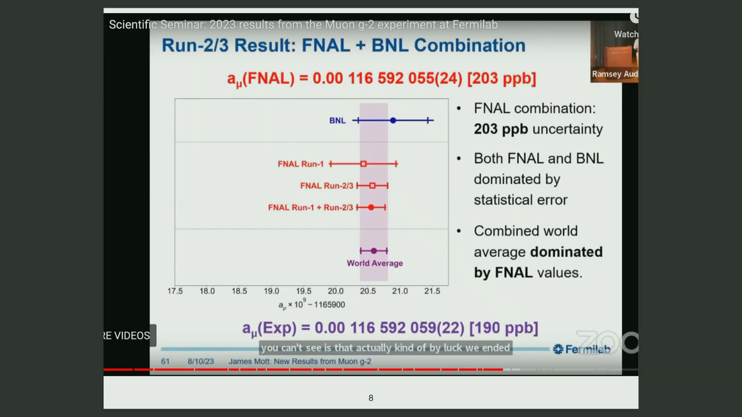So if you take that new number for experiment, and if you add Brookhaven, you can see you even get a little bit below 0.2 per million.